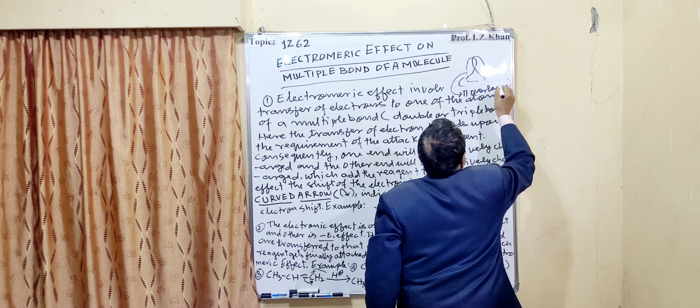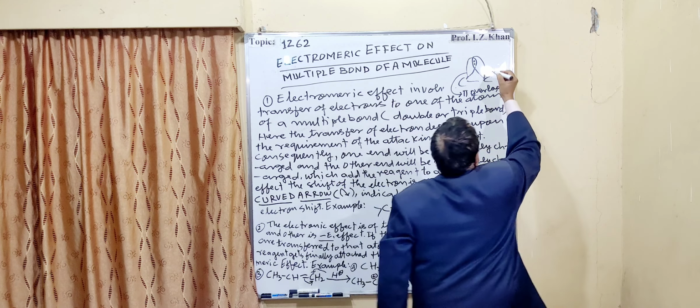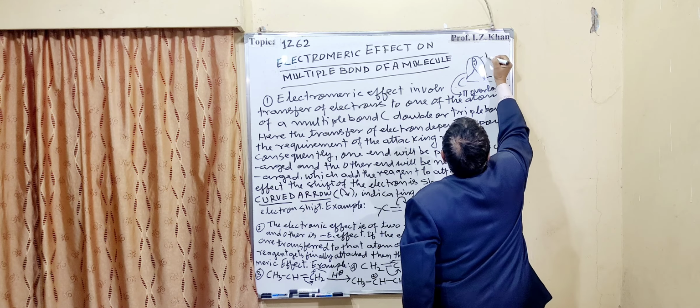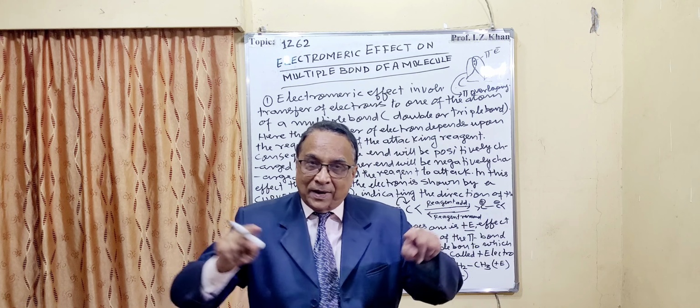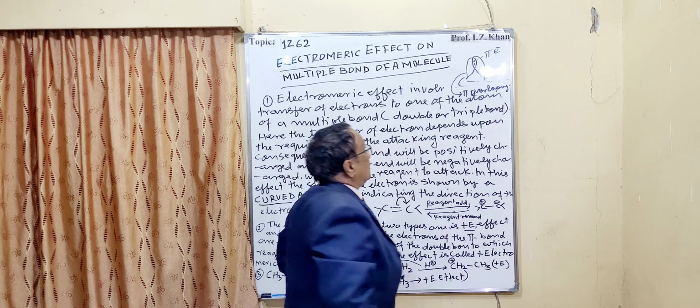And whatever electron is held up in this overlapping is called a pi electron. And whatever bond is formed by this pi overlapping, where the electrons are held up, such a bond is called a pi bond. So this is the concept of pi electron, pi bond, and pi overlapping.